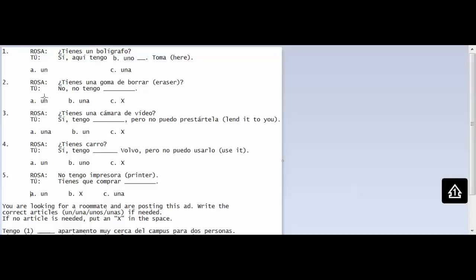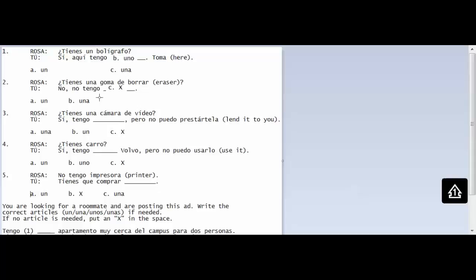Yes, I have one. ¿Tienes una goma de borrar? No, no tengo. Here I would leave it blank. Spanish likes double negatives. If you looked back at that sheet, I told you that you often leave out the indefinite article when it comes after verbs like tener, haber, etc., especially in a negative sentence.